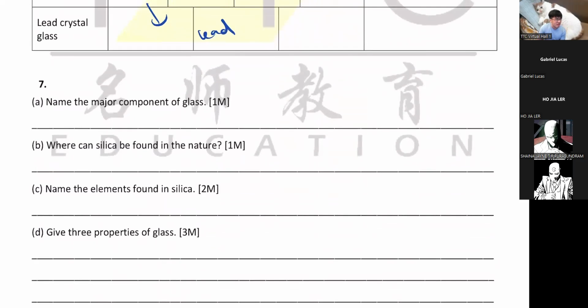Right. Anyway, number 7, name the major component of glass. We use silica as the major component. And for B, they already give you the answer, silica. Where can silica be found? They can be found in sand. Name the elements found in silica. Since silica is silicon dioxide, you have silicon and oxygen. These two are found in silica.